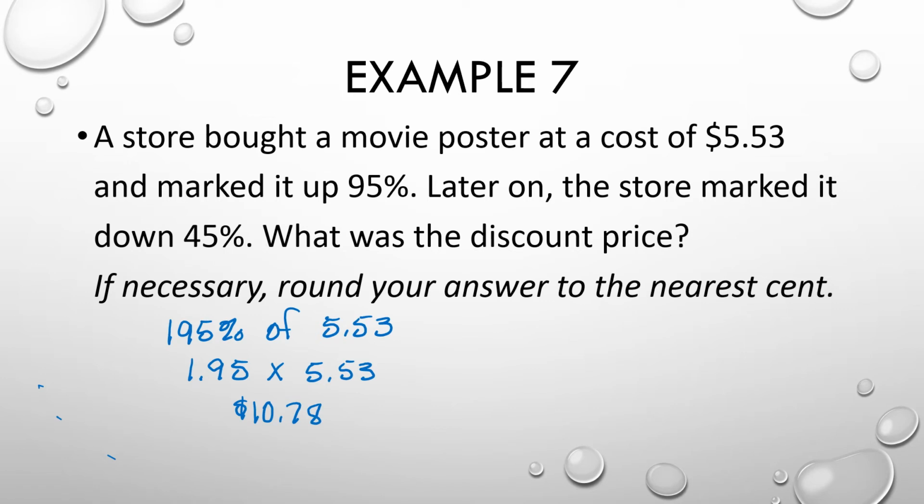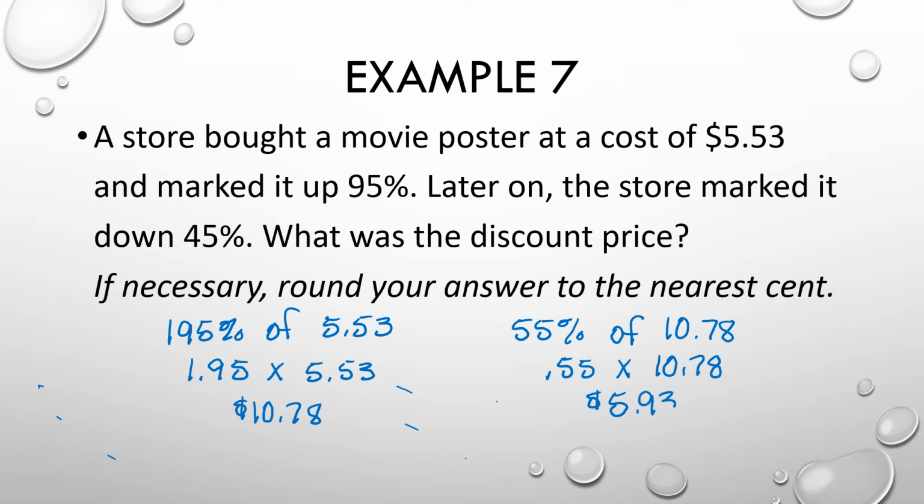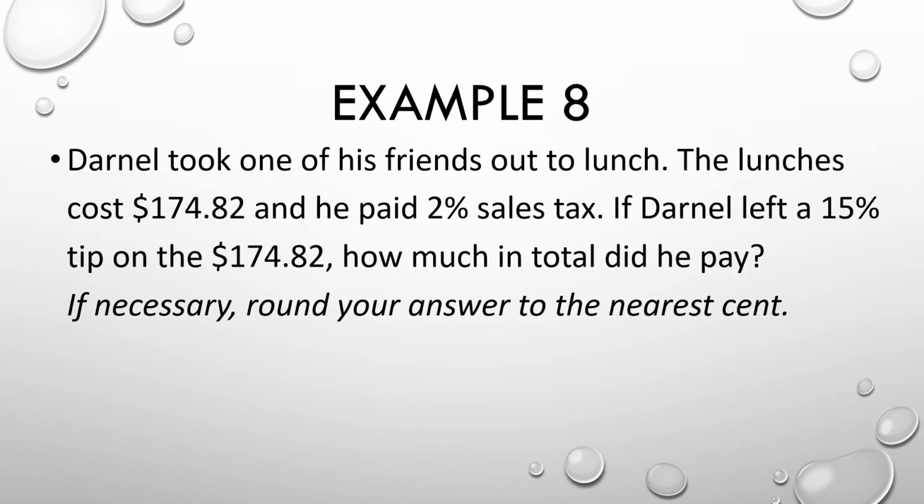But however, later on it says the store marked it down 45%. So if you're getting 45% marked down, then you're paying for 55%. So we're going to do 55%. You could have used 45% and then just subtracted, but 55% of the 10.78. So that is 0.55 multiplied by 10.78, which is 5.93. So after the original markup and the markdown, $5.93 would have been your discounted price. Pause your video and try example 8.